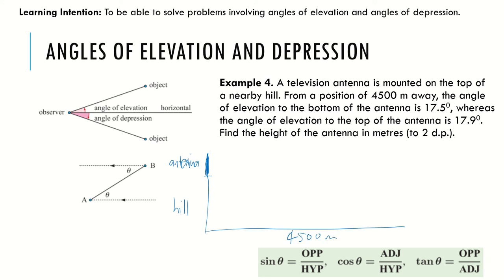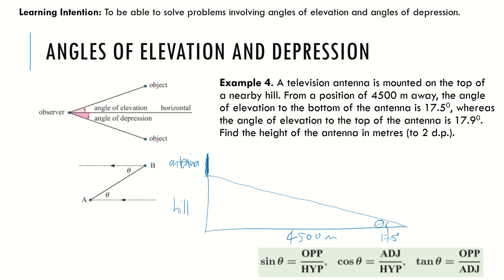The angle of elevation to the bottom of the antenna is 17.5 degrees. So remember, angle of elevation is between the horizontal and looking up at the object. So the bottom of the antenna is here. So the angle of elevation here is 17.5 degrees.